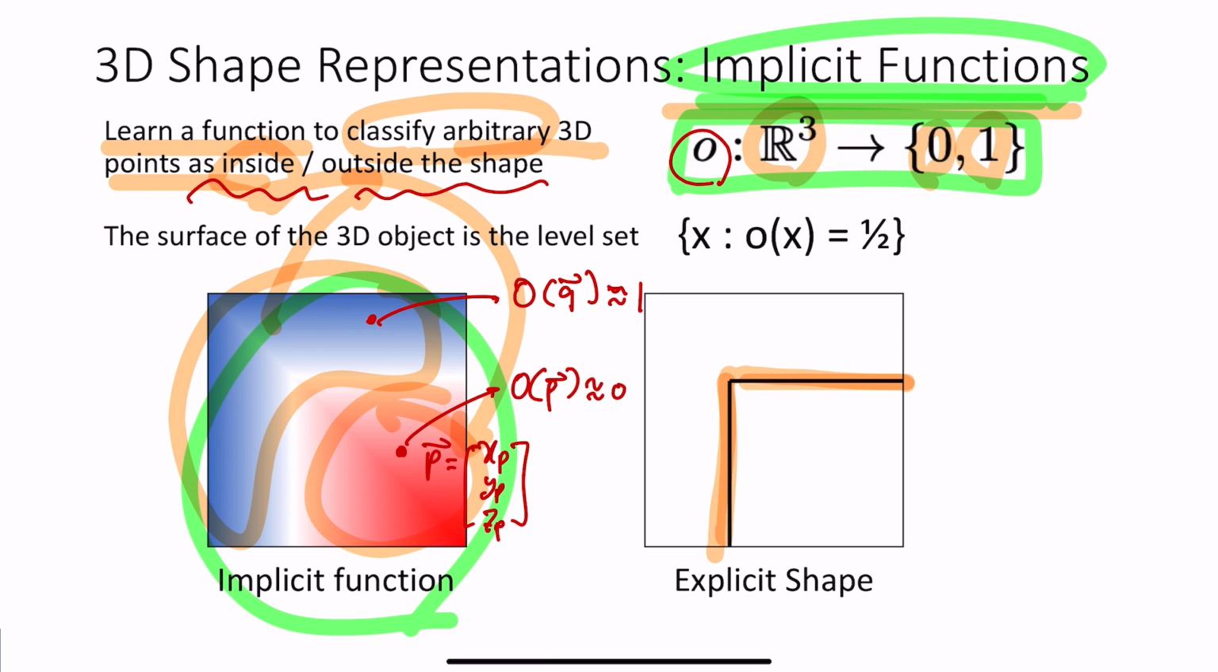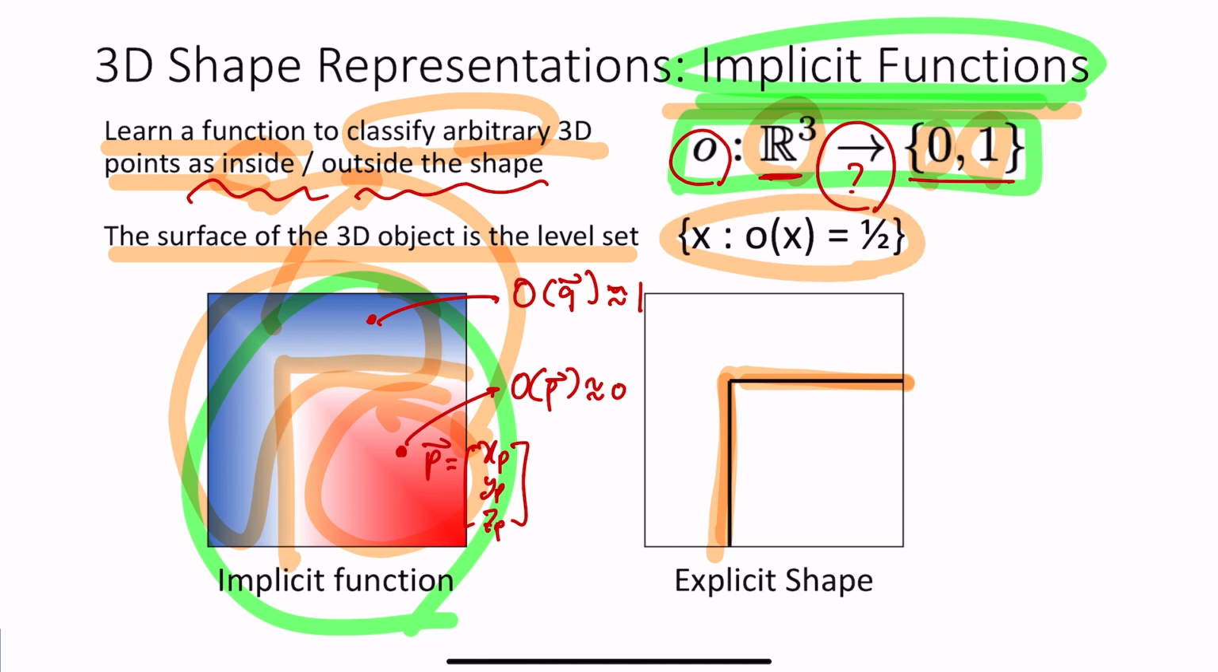Anyway, in an implicit function, we run some kind of mapping function from this P in R3 to the 0 to 1 scalar value. The question is how to train this mapping function. The surface of the 3D object is the level set, for example, the set of x such that O of x equals 1 over 2. It's going to be the surface point.